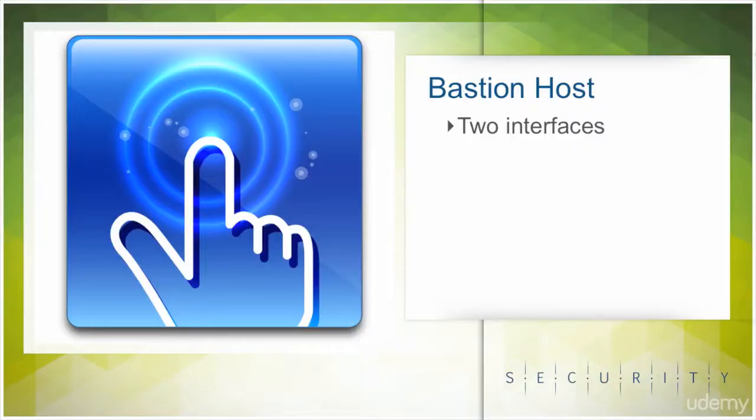Now, any traffic that enters or leaves the network goes through the firewall. It has two interfaces, and the first is the public interface. It is directly connected to the internet. Now, the second one is the private interface. The name itself says it is connected to the internet.